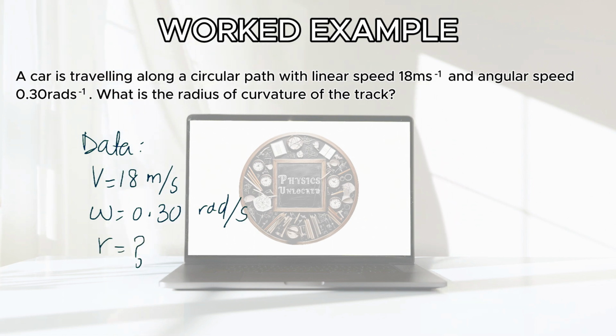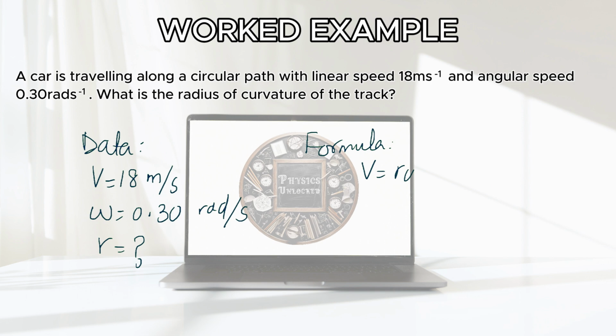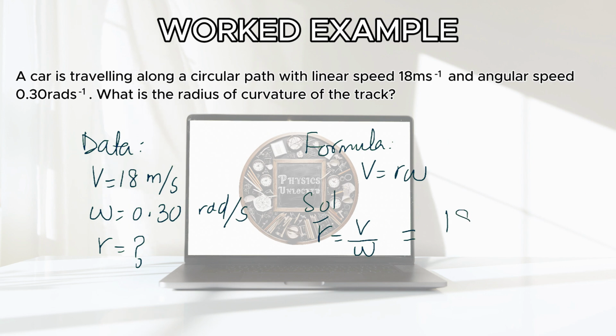So we know the formula. What is the formula? The formula is v equals r omega, and if I need to calculate r, I will take omega to the other side. The formula will become v over omega, and the value of v is 18 and the value of omega is 0.30, and when you solve it, the answer will be 60 meters.